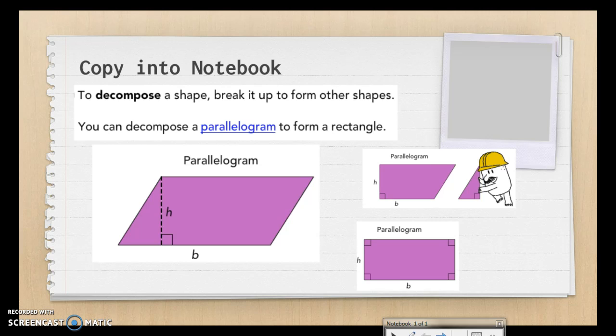To decompose a shape, break it up to form other shapes. We talk about decompose a lot in science, and we're going to talk about it a little bit in math. You can decompose a parallelogram to form a rectangle. So wherever your parallelogram starts to angle a little bit, you can draw a straight line, move the side over to the opposite end of your parallelogram, and create not another parallelogram, but a rectangle.